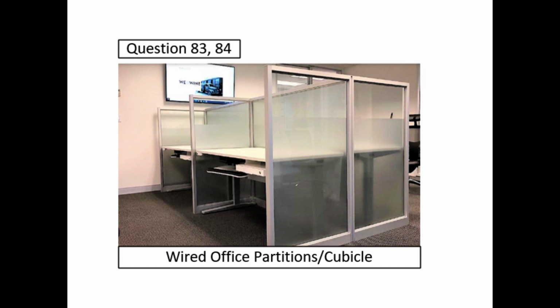Question 83. True statement. Wired office partitions aren't supposed to substitute for structural wiring in a building, and for that reason the electrical code usually won't allow them to extend all the way from the floor to a structural framing member within a ceiling. Cubicle walls.